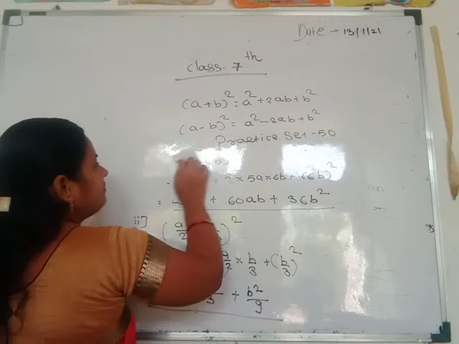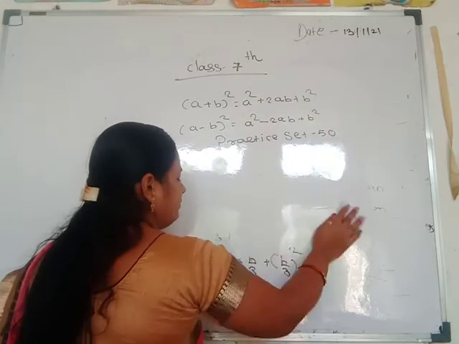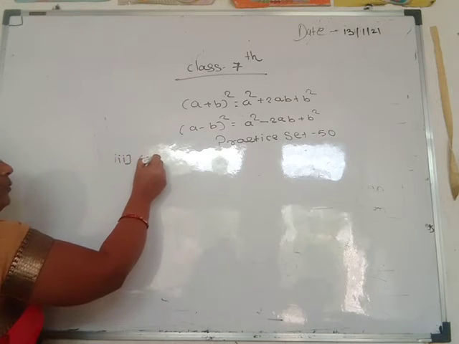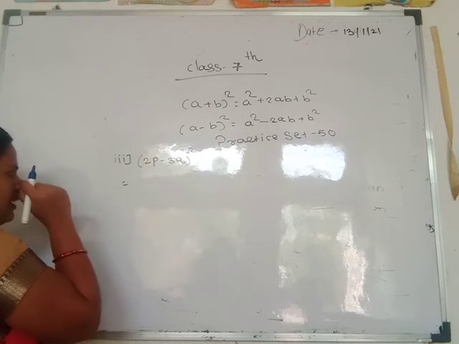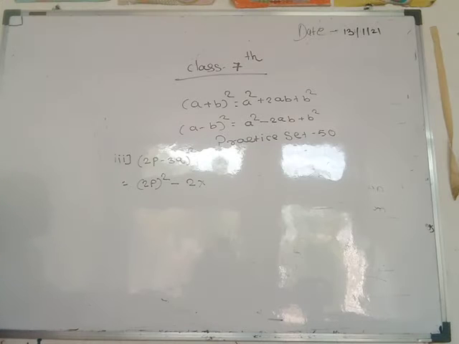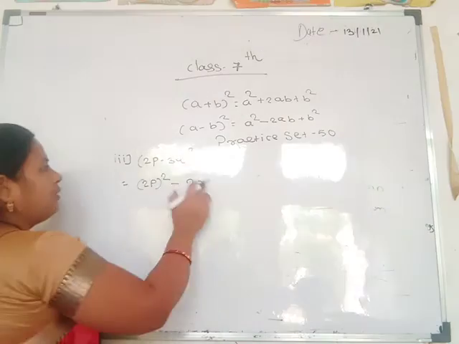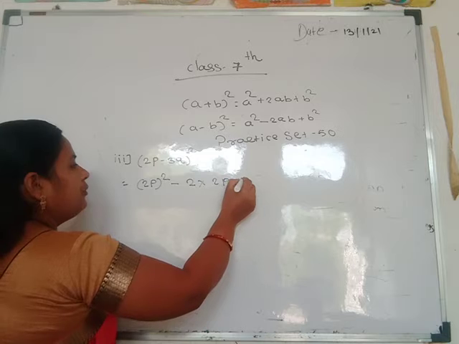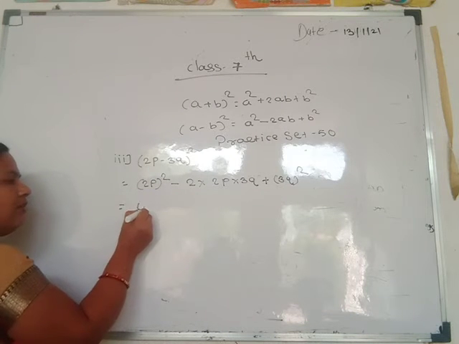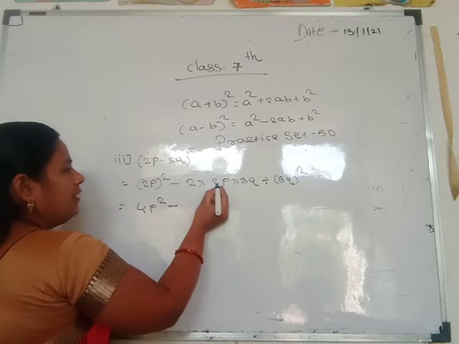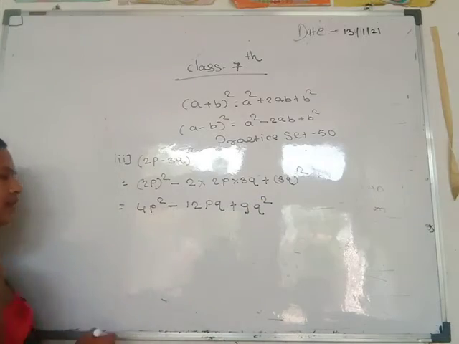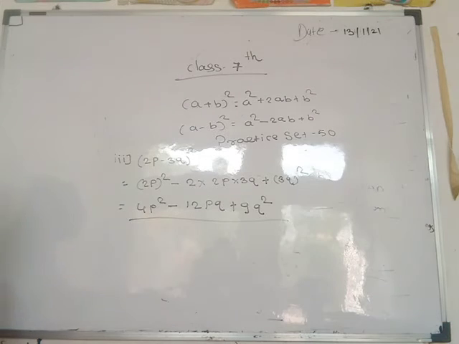See this third example. In bracket (2p minus 3q) whole square. Then the first number square, (2p) square, minus 2 into, keeping this formula a square minus 2ab plus b square, (2p) square minus 2 into 2p into 3q plus (3q) square. Then (2p) square means 2 square 4 and p square, minus 2 2s are 4, 4 3s are 12 pq, plus 3 square 9 and q square. Then the answer is 4p square minus 12pq plus 9q square.